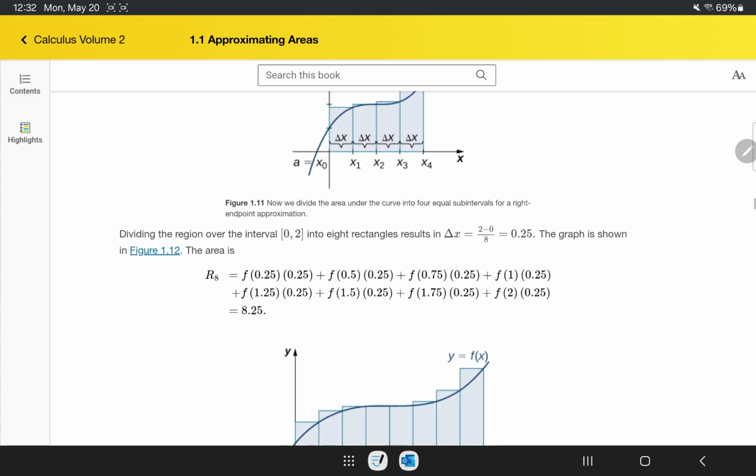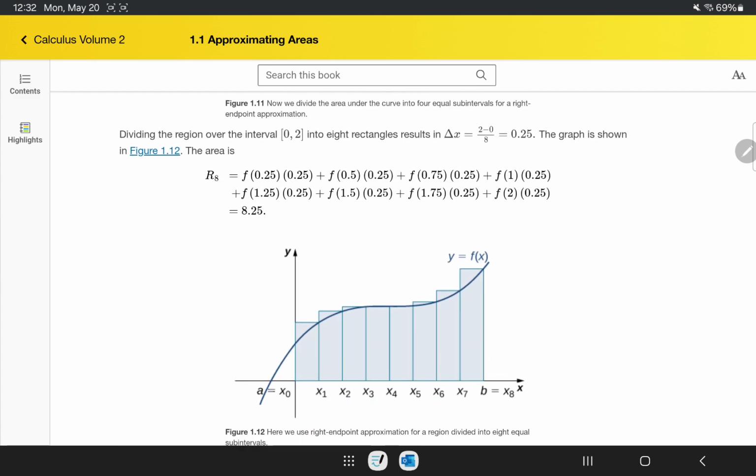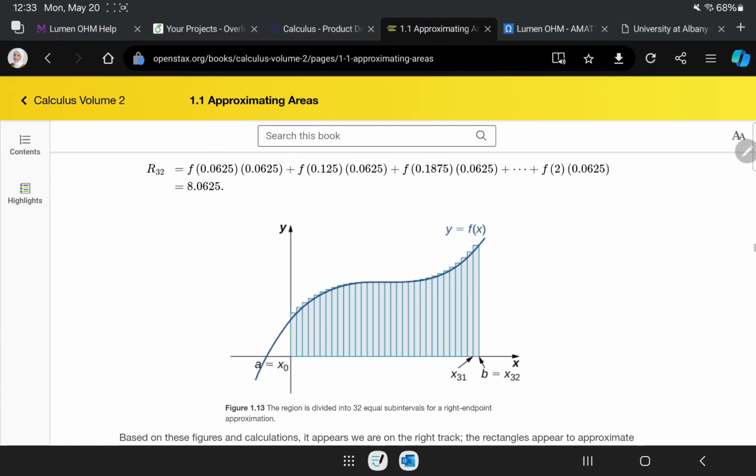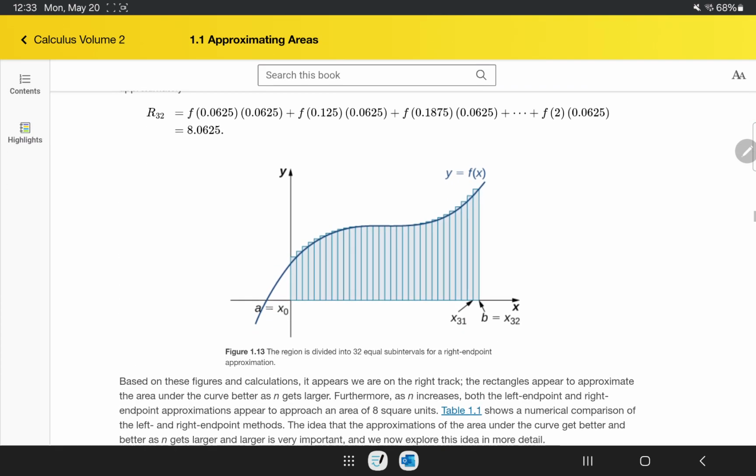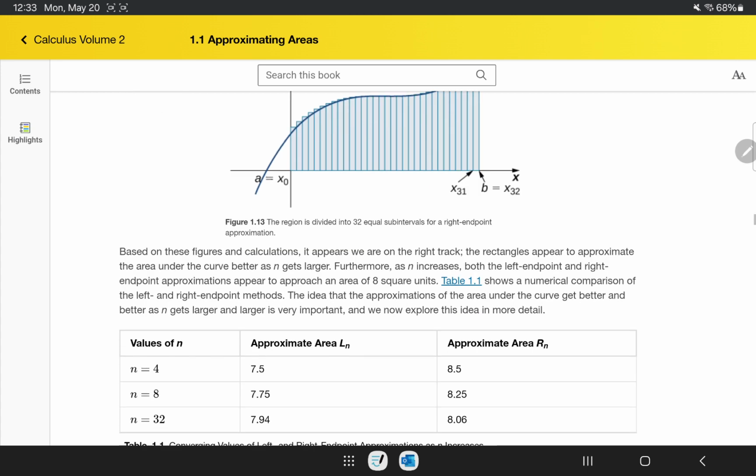And similarly, if I take a right endpoint approximation with n equals to 8, we're going to do the same exact process, and we're going to get 8.25. And similarly, doing it for 32, we got this number. So let's see what that means.